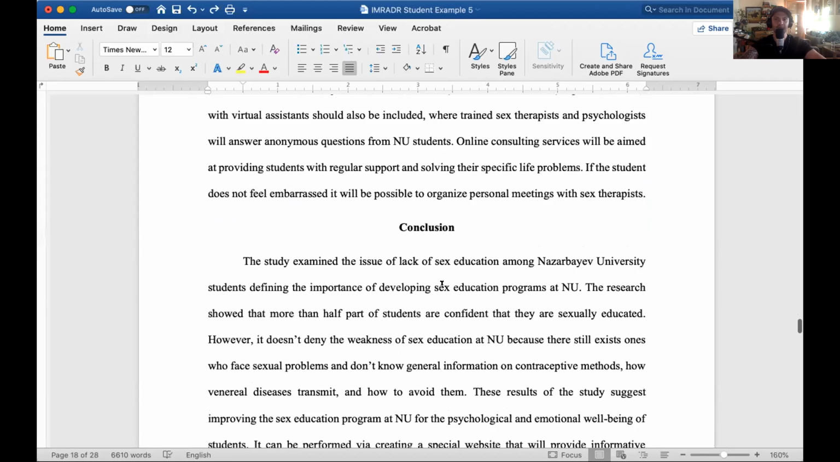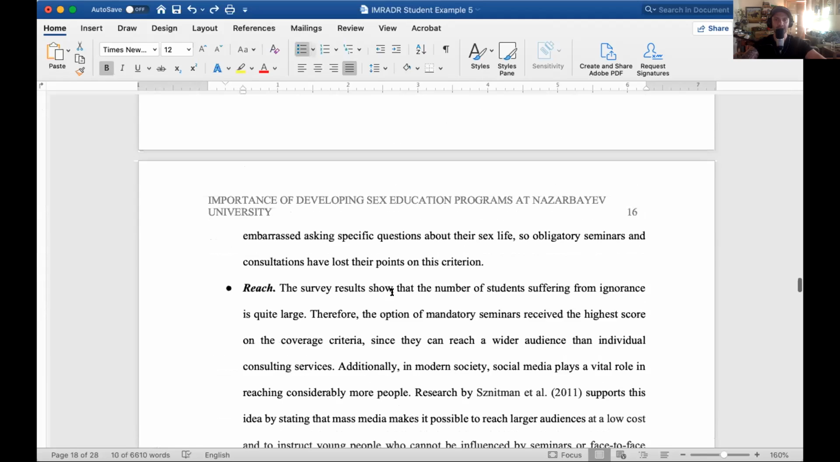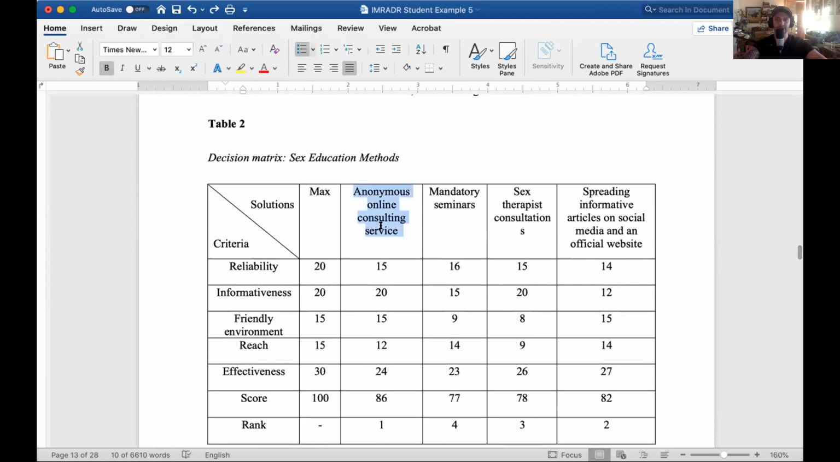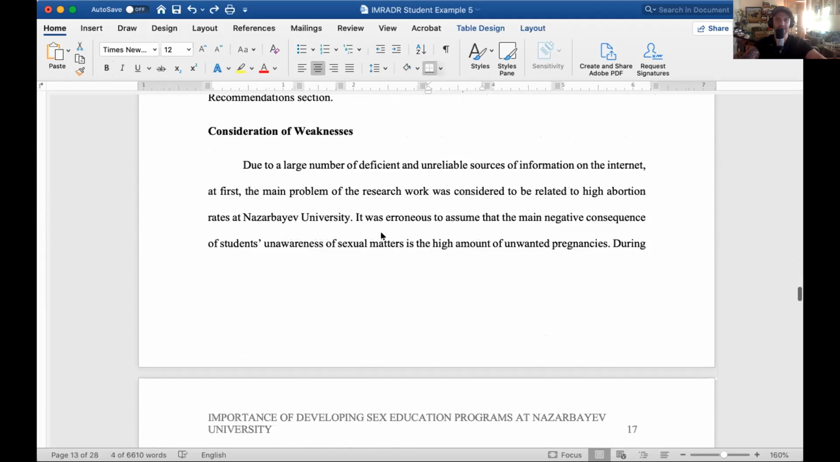Now, they have done an interesting thing here by combining certain things. Create a website specifically for providing comprehensive sexual education. Now, if we look at their solutions here, anonymous online consulting service, spreading informative articles on social media and official websites, sex therapist consultation, mandatory seminars. Now let's look at what they said about their recommendations here.